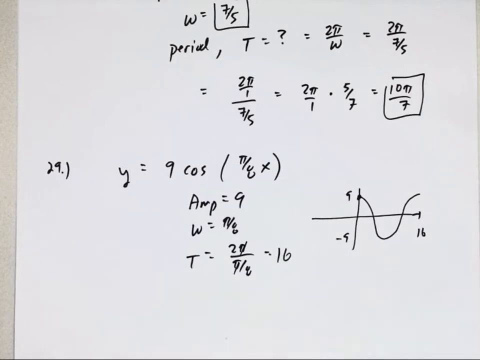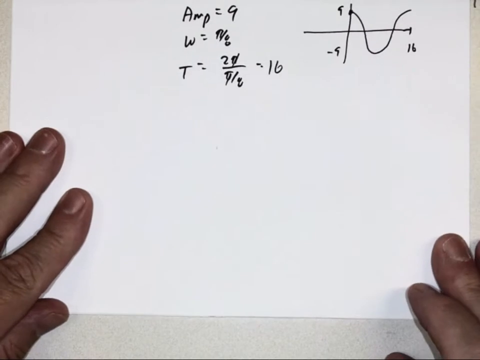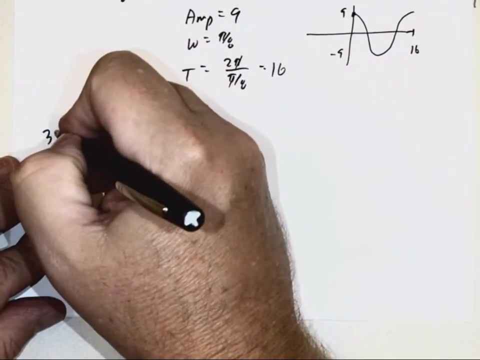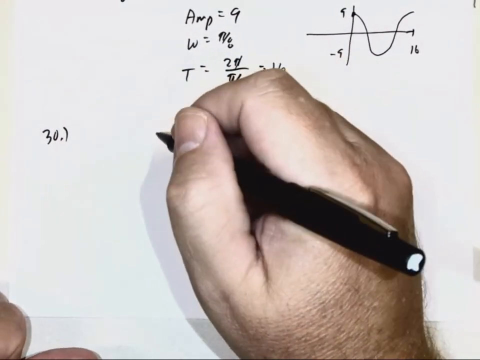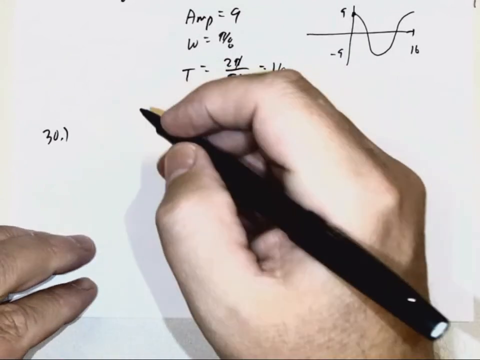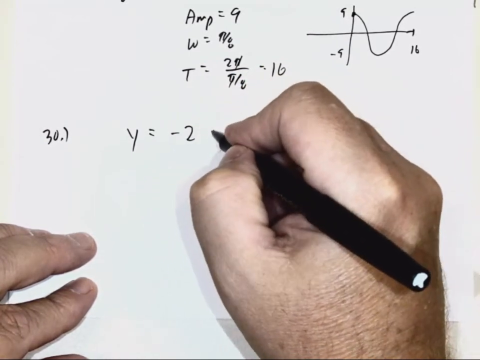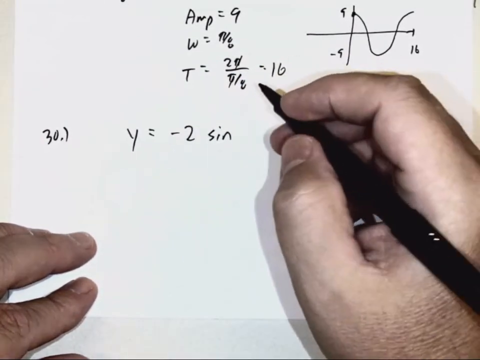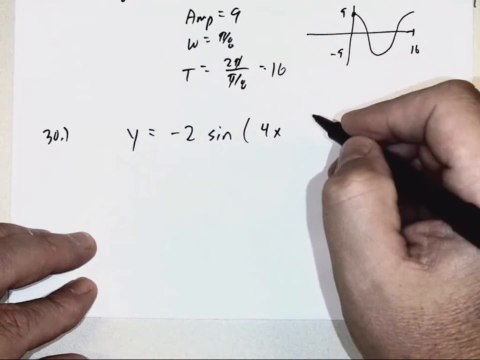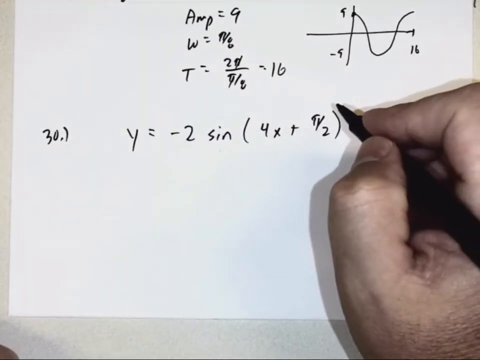So now, problem 30, I believe, it says find the amplitude, the period, and the phase shift of the function. Now we have a phase shift. So here's the function they give us, y equals -2 sine 4x plus pi over 2.